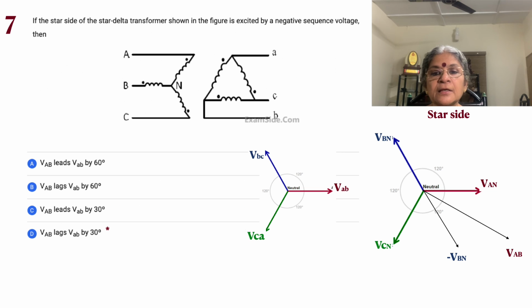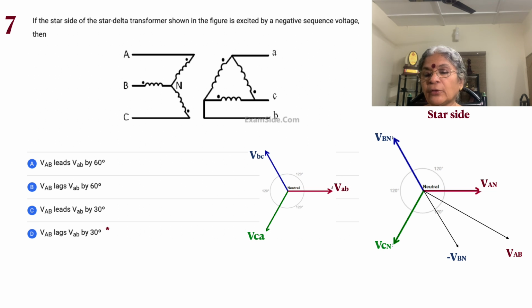And what is asked is, so what happens? Capital VAB, that is the primary, leads the secondary small VAB by 60 degrees, or said VAB lagging VAB by 60 degrees. The first mention is always going to be the primary. So all four options. Okay, so now for that we just need to have a picture in our mind. So I've just drawn here.